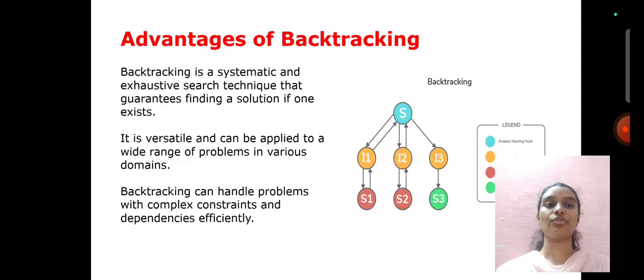The advantages of backtracking. Backtracking is a systematic and exhaustive search technique that guarantees finding a solution if one exists. It is versatile and can be applied to a wide range of problems in various domains. Backtracking can handle problems with complex constraints and dependencies efficiently. The many advantages of backtracking can lead to getting feasible solutions very quickly.